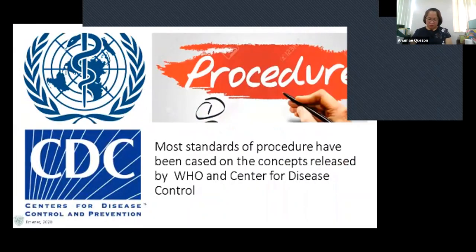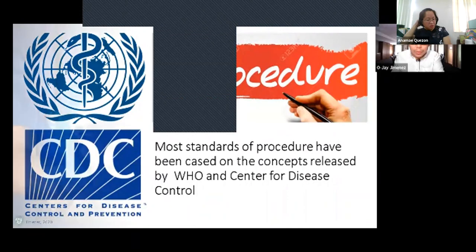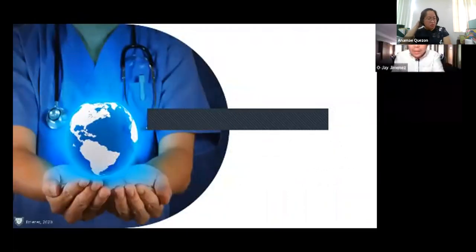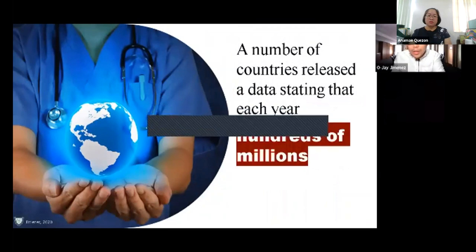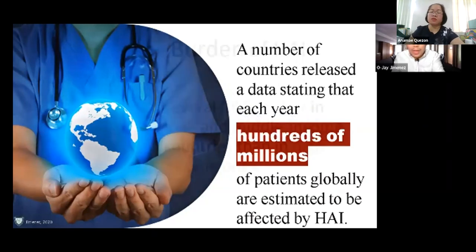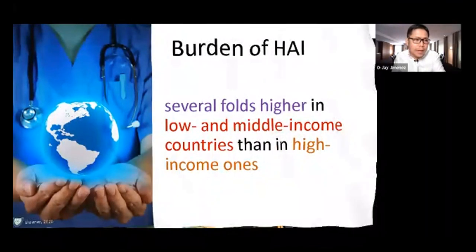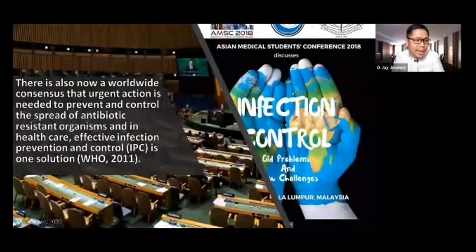Most standard procedures have been based on the concepts released by WHO and the Center for Disease Control. A number of countries released data stating that each year, hundreds of millions of patients globally are estimated to be affected by HAI, several folds higher in low and middle income countries, including the Philippines, than in high income ones. There is also now worldwide consensus that urgent action is needed to prevent and control the spread of antimicrobial resistant organisms, and in healthcare, effective infection prevention and control, or IPC, is one solution.